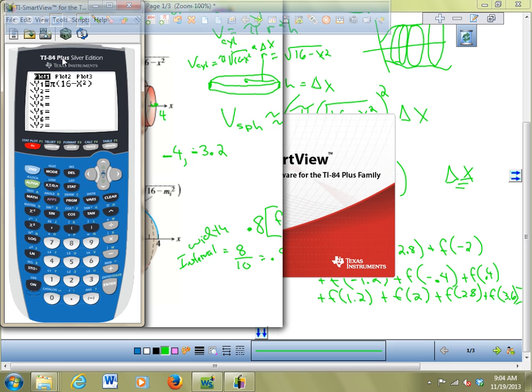Okay, so then I go second quit. And I go second stat. And over here in math, there's this sum. If you forget where it is, you can always use the catalog and look it up. So sum is there, and you want to sum your list 2. So that's second 2, and that will give you that sum.